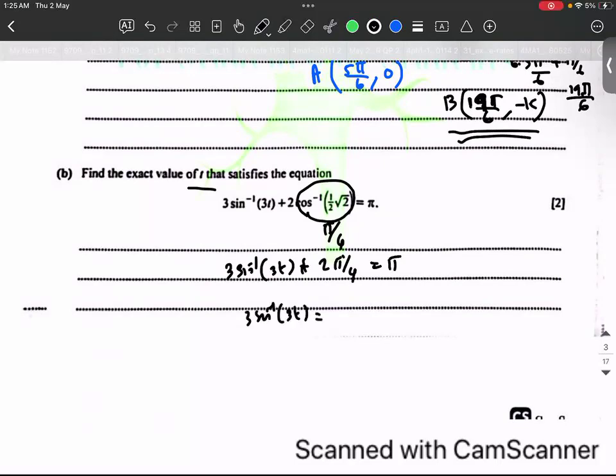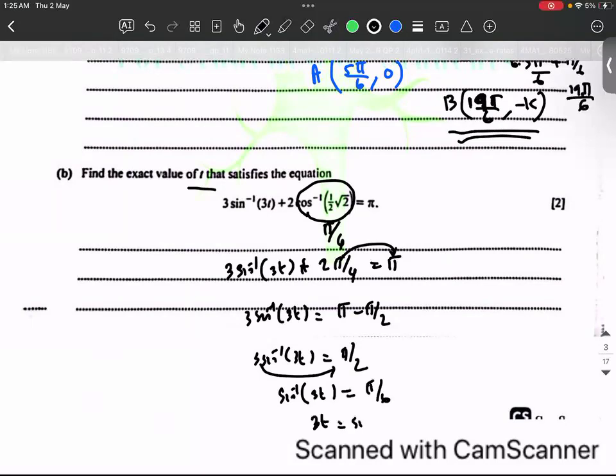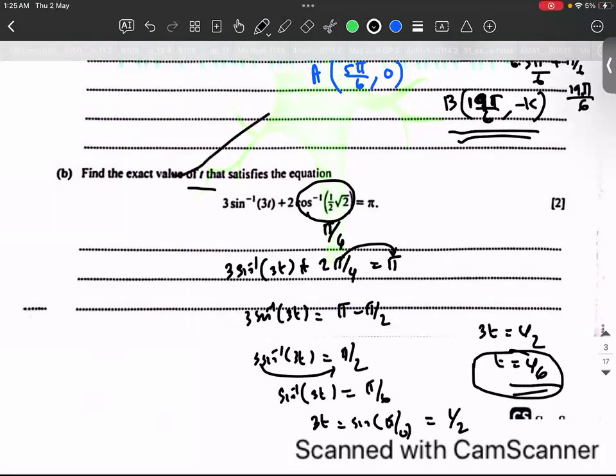2 times pi by 4 is pi by 2. Bringing that to the other side, pi minus pi by 2. So 3 sine inverse 3t is pi by 2. Bring this 3 to the other side: sine inverse 3t is pi by 6. Therefore, 3t is sine pi by 6. Sine pi by 6 is half. So 3t is equal to half, and t is equal to 1 by 6. The exact value of t is 1 by 6. So that's the idea about this question.